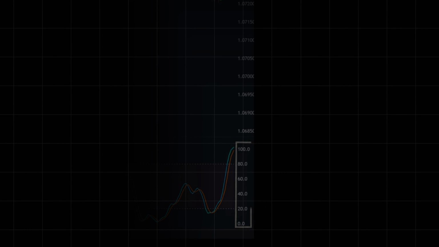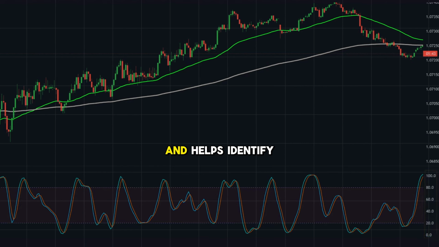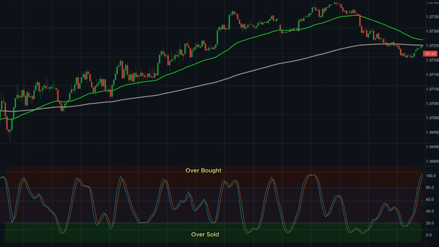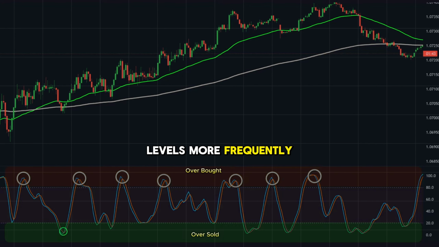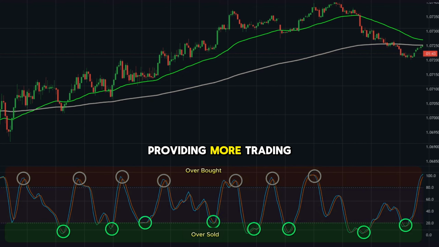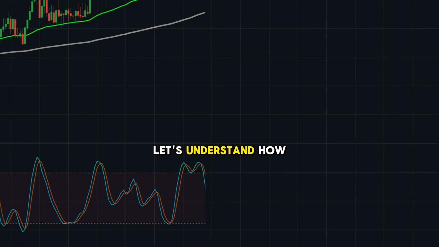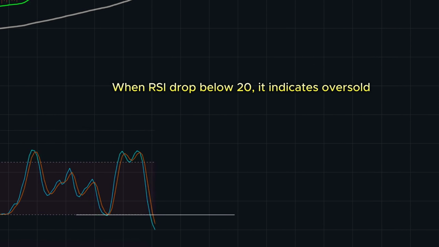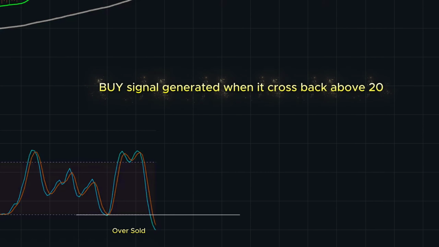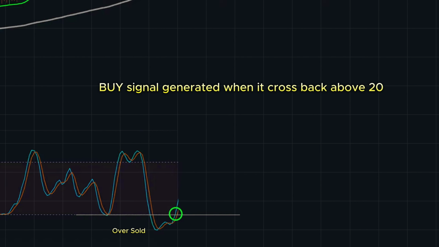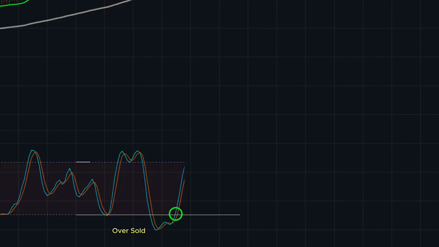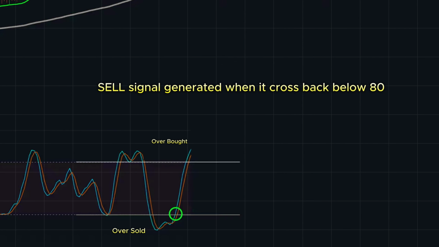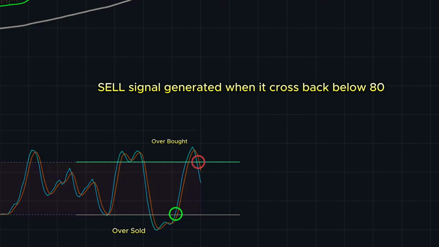The stochastic RSI ranges from 0 to 100 and helps identify overbought and oversold conditions in the market. The stochastic RSI reaches these levels more frequently than the regular RSI, providing more trading opportunities. Let's understand how it helps in our trading. When the stochastic RSI drops below 20, it indicates an oversold condition. A buy signal is generated when it crosses back above 20. Conversely, when the stochastic RSI rises above 80, it indicates an overbought condition. A sell signal is generated when it crosses back below 80.